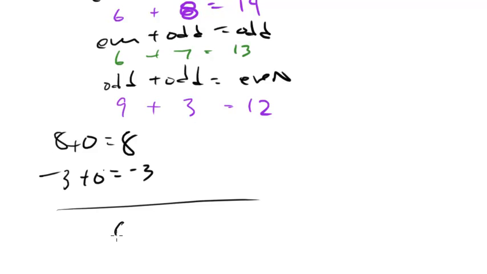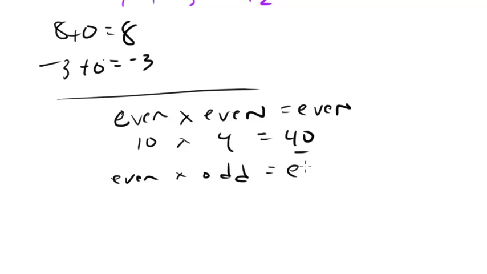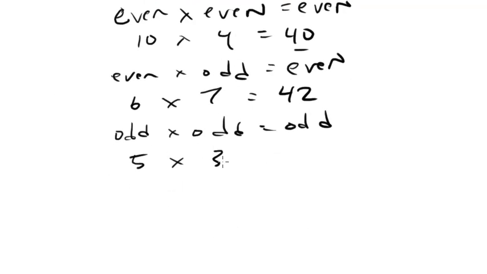Well, we can do an even times an even, and if we do that, we're going to get an even. Again, you don't have to memorize this, just come up with your own examples. How about 10 times 4? That's going to be 40. There you go, even. How about an even times an odd? That's going to get you an even. Say 6 times 7, that's 42, which is even. How about an odd times an odd? That's actually going to get you an odd. An example of this would be 5 times 3, that gives us 15. So again, you don't have to memorize these relationships. You can always call them up again by using examples.